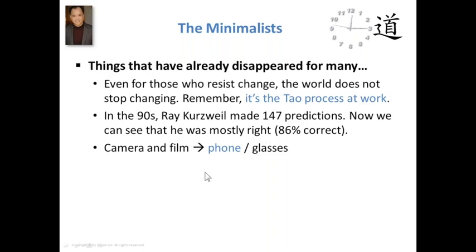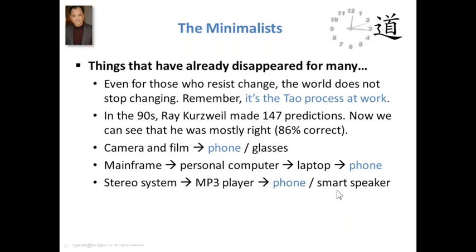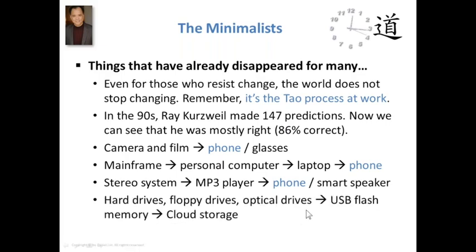So all these things we have talked about, camera and film, have gone into phone, glasses like Google glasses. Mainframe has become personal computers, and they got smaller as a laptop, and now mostly phone. Phones are being used most often in the world today as computing devices. Stereo system, MP3 player, again, phone shows up again. And smart speaker, as I mentioned, very handy. Hard drive, floppy drives, optical drives, all these different drives going to storage today, a lot of it is USB flash memory, or flash memory inside the computer is an SSD, a solid state drive, and they can disappear too as more and more stuff is stored in the cloud.